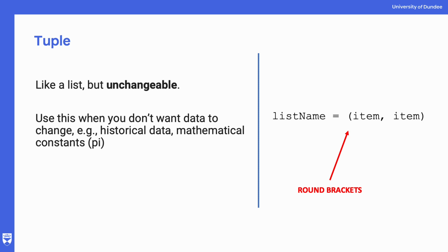And the way that I say that something is a tuple is that I use round brackets. So if I try and insert something, append something, delete something, I'm going to get an error message. It will say you can't change a tuple. So all I can do is define it like this.